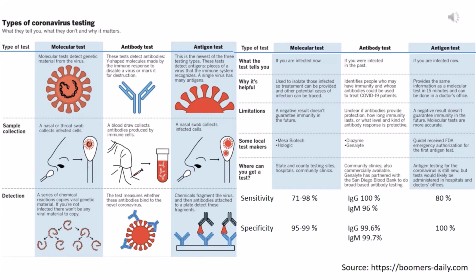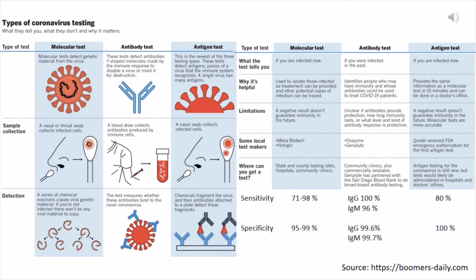Second type is antibody test. These tests detect antibodies, Y-shaped molecules made by the immune response to disable a virus or mark it for destruction. Antibodies are detected in a blood sample. The test measures whether the antibodies bind to the novel coronavirus. This test identifies people who may have immunity and whose antibodies could be used to treat COVID-19 patients.